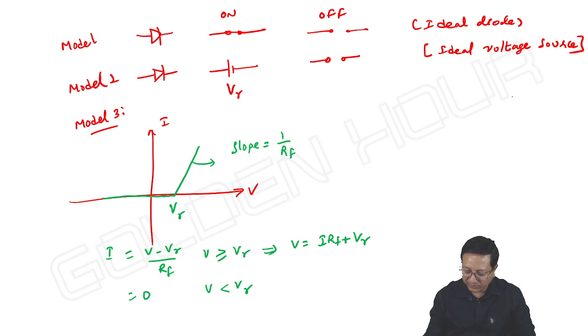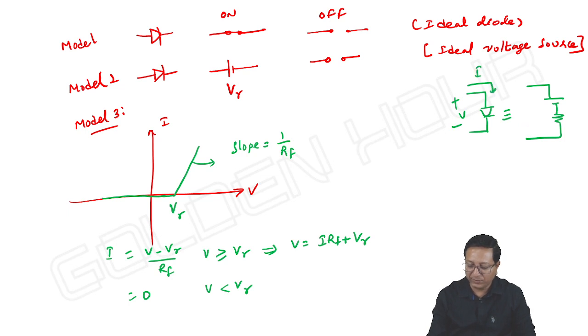The equivalent circuit of the diode is something like this. V is the voltage across the diode and I is the current flowing. So it is V gamma and this is RF, like this. So V is equal to V gamma plus I into RF. That's the equivalent circuit, depending upon the data they give. So far we have not done any problems based on this model 3. Let us do so.